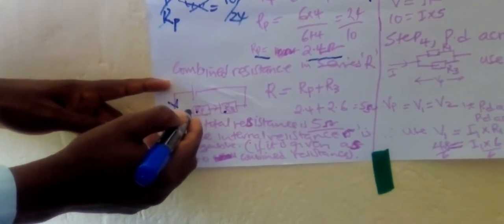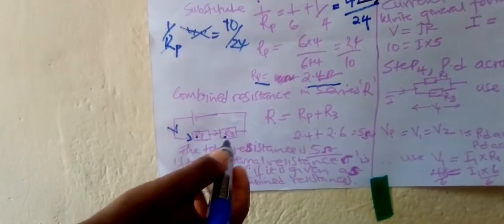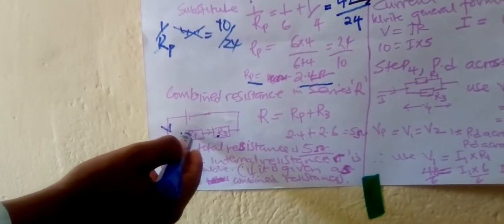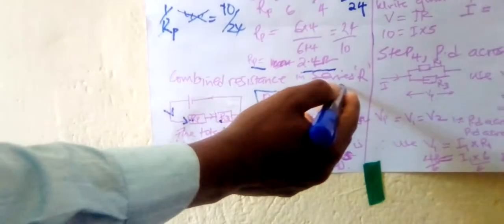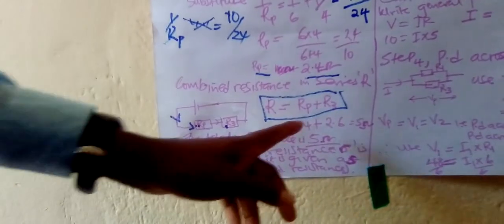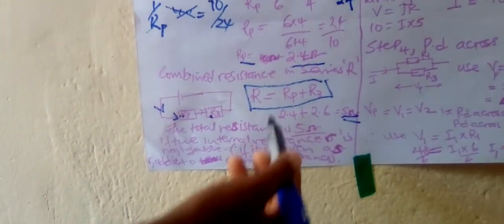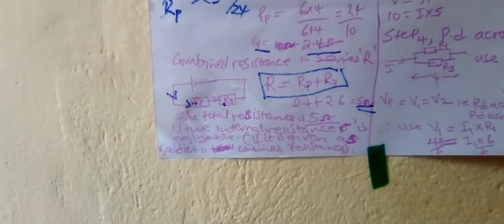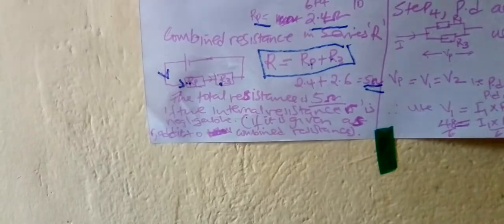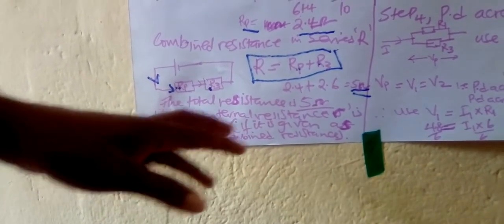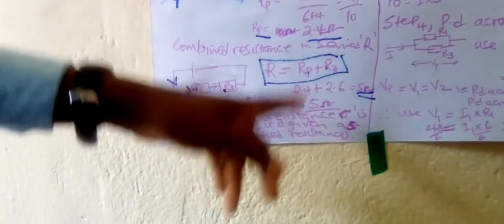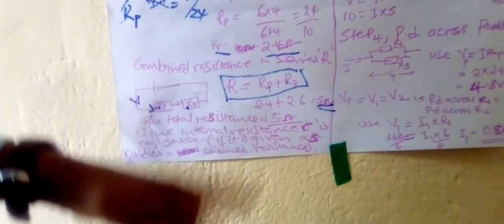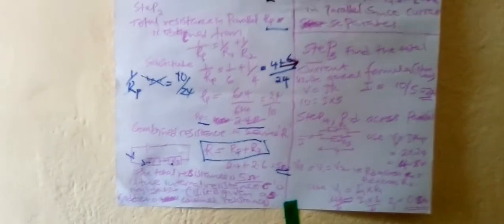So this current goes through the combined resistance and it goes through the R3. So it means that RP and R3 are now in series. So we shall now combine those two and get the total resistance as 5 ohms. Remember, in series we add up the resistors, so we get the total resistance as 5. Now, this is the total resistance in the circuit only if there is no internal resistance. However, if the internal resistance is there, then you have to add it on the 5. If it is not there, that 5 becomes the total resistance.